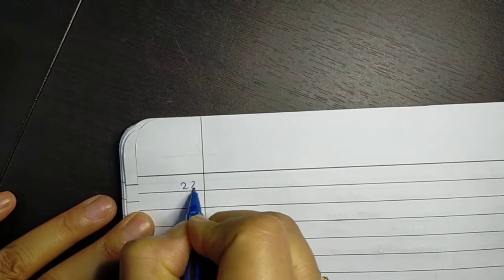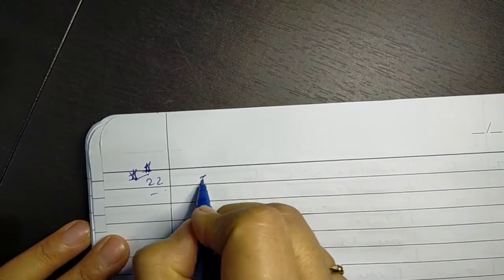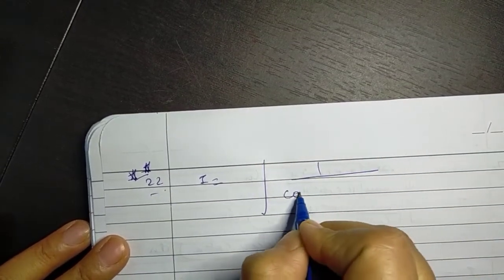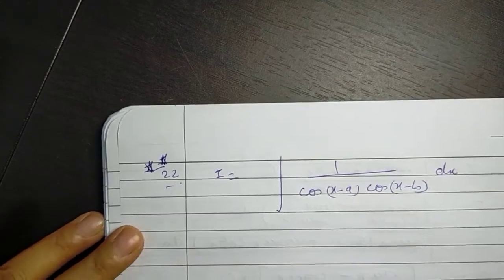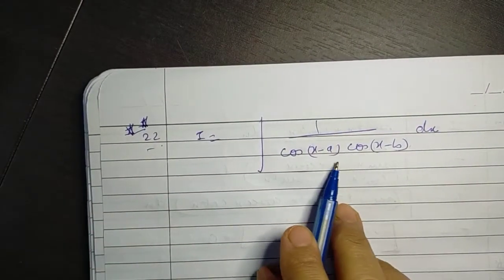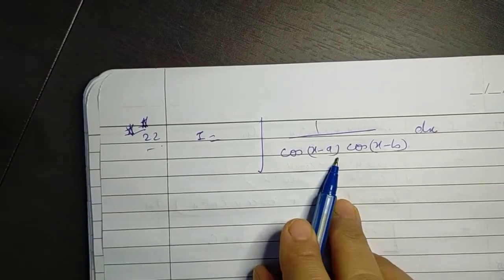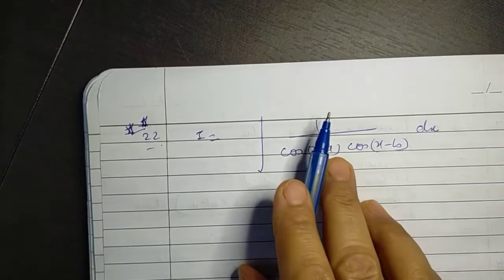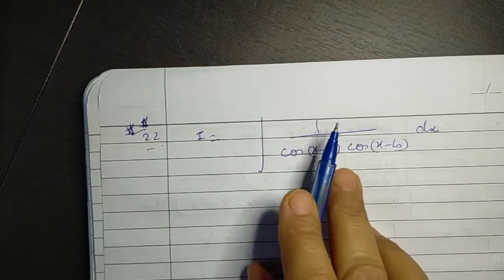Now there is yet another very important question, question number 22. Question number 22 is very important, as well as a typical question which has to be done in a particular manner. Here we have integral of 1 upon cos of x minus a into cos of x minus b into dx. We have got a product of two cos functions. We know how to solve it provided these two cos functions were in the numerator. But here the two cos functions are in the denominator. We don't know how to solve this.